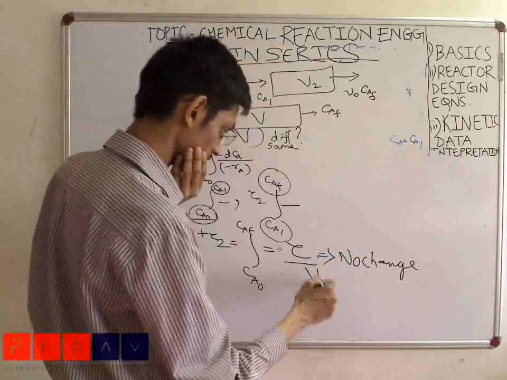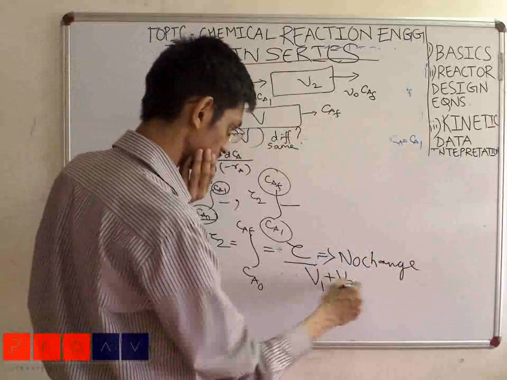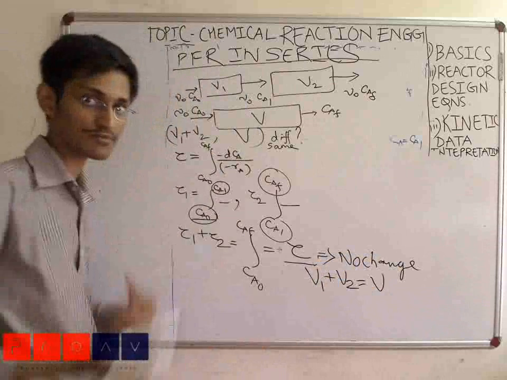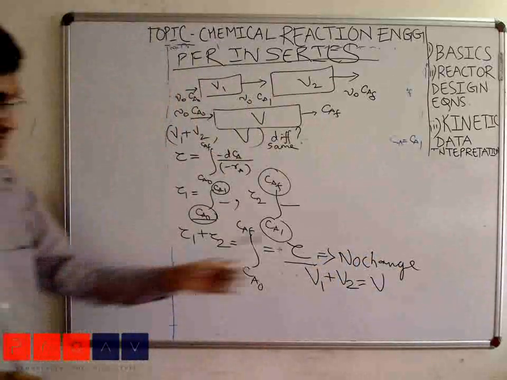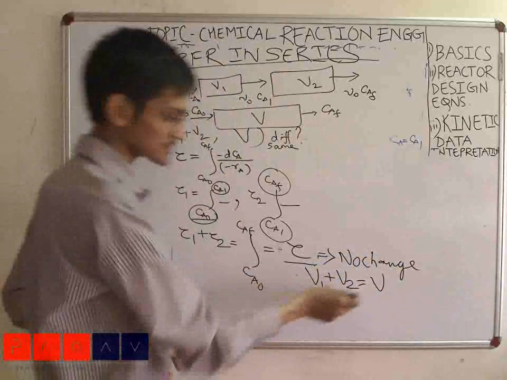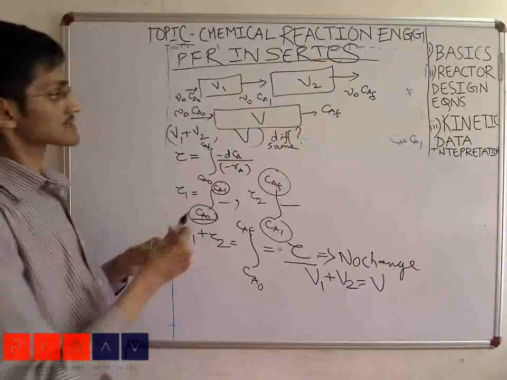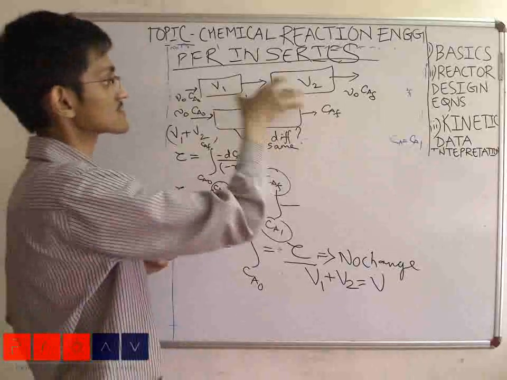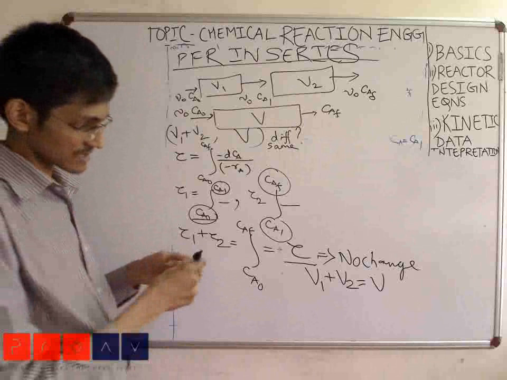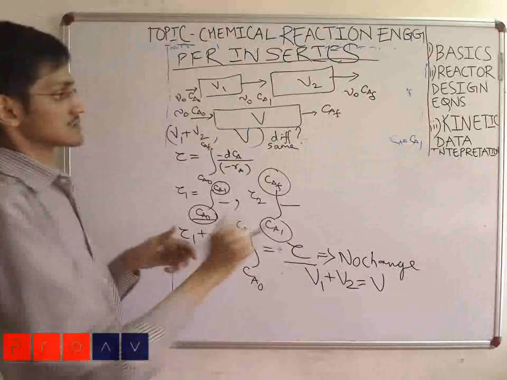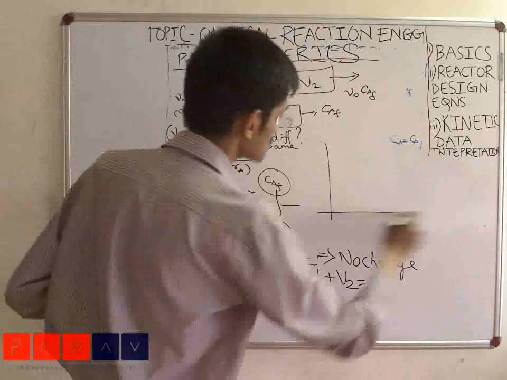Therefore V1 plus V2 is also equal to V, since tau is nothing but V by mu naught. Mu naught remains constant, so for tau to remain the same, V1 plus V2 has to be equal to the total volume. So carrying out the reaction in a single PFR or a series of PFRs doesn't make any change in the tau, the residence time, or the total volume. So let's see how the plot looks.